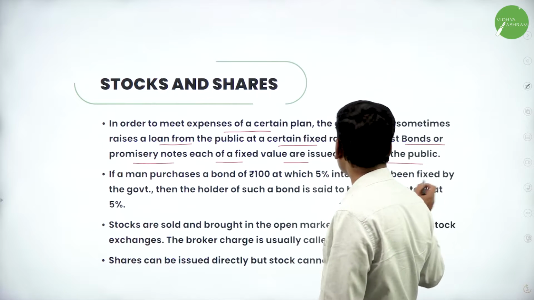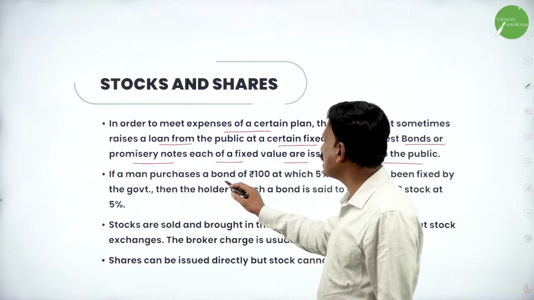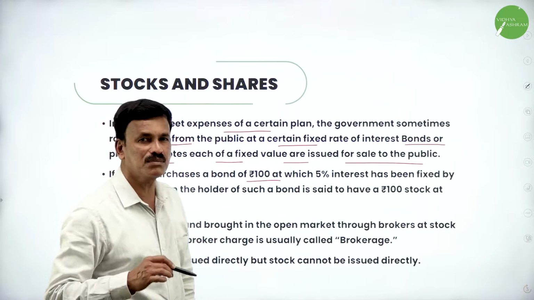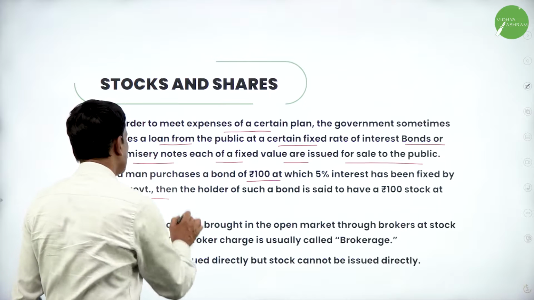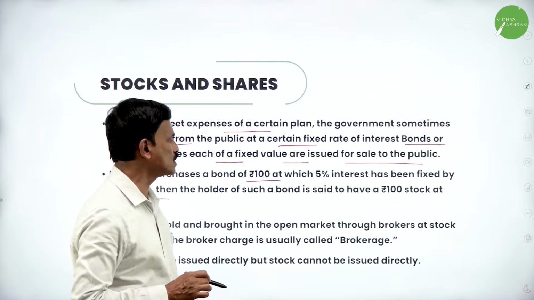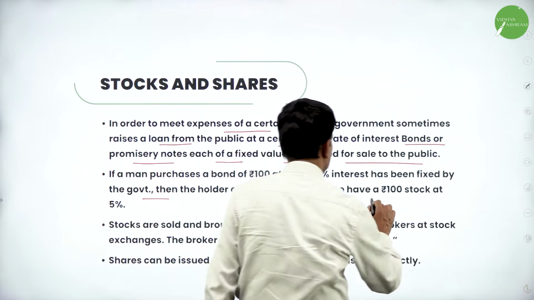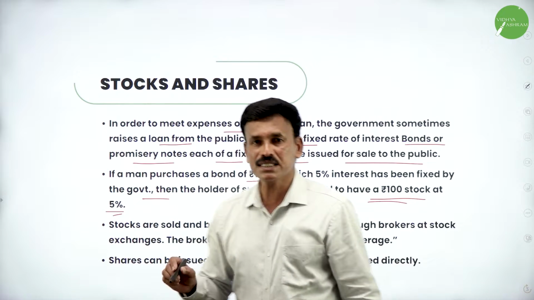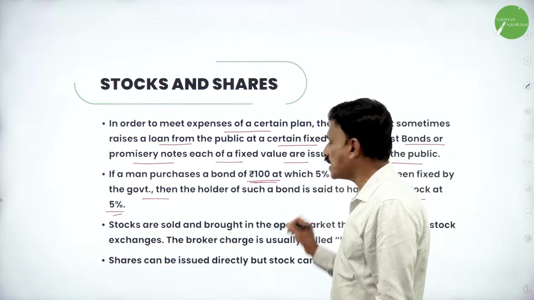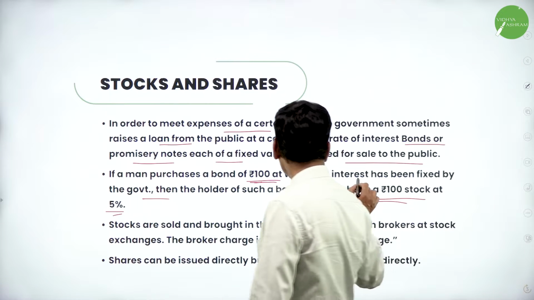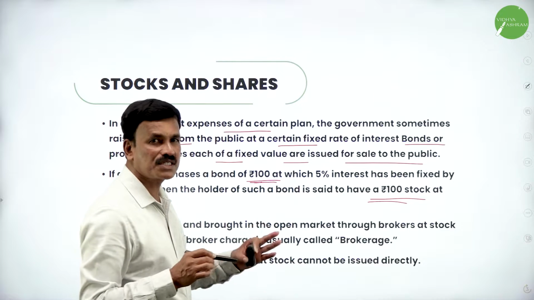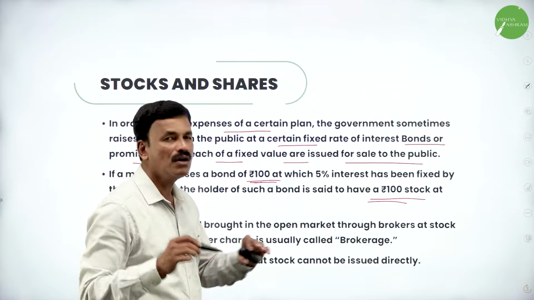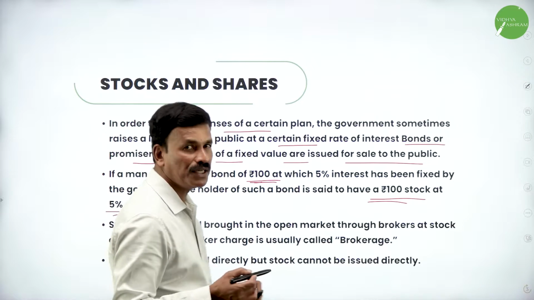So for the general public, if a man purchases a bond for rupees 100 at which 5% interest has been fixed by the government, then the holder of such a bond is said to have 100 stock at 5%.